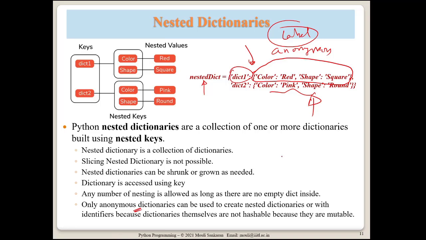When you are passing parameters, you create an object and you pass it to the function. So in some places it is anonymous.